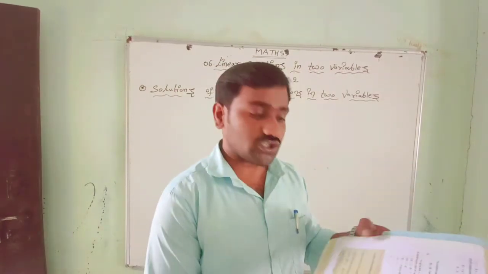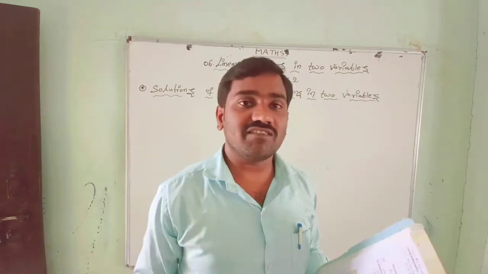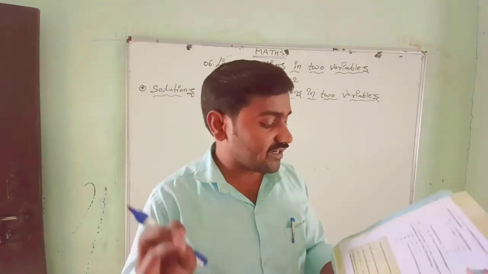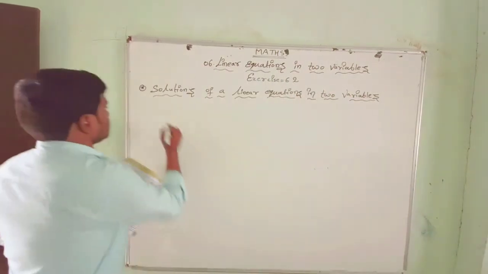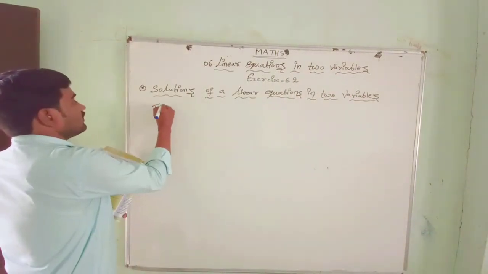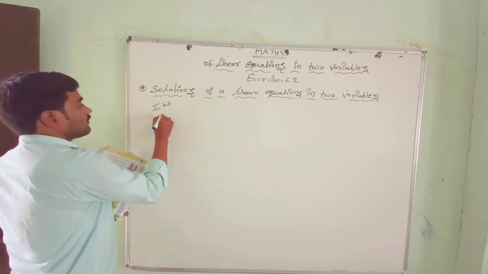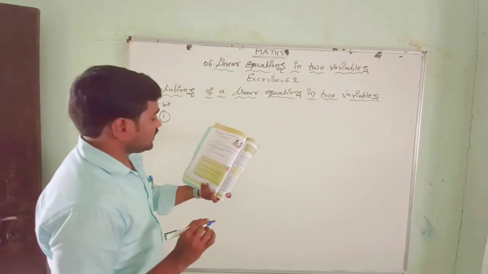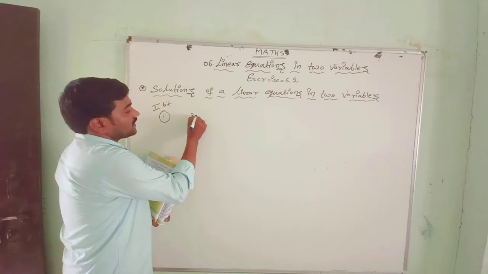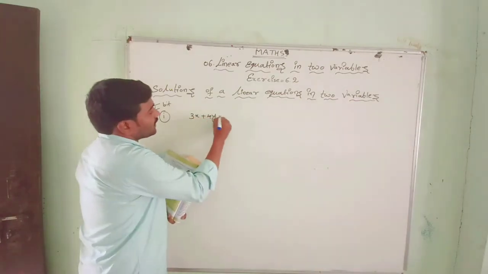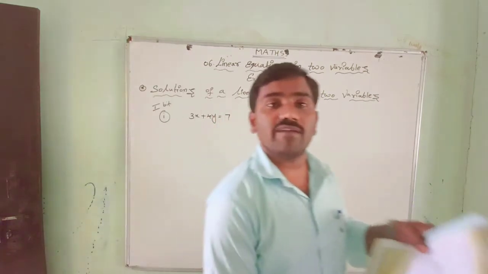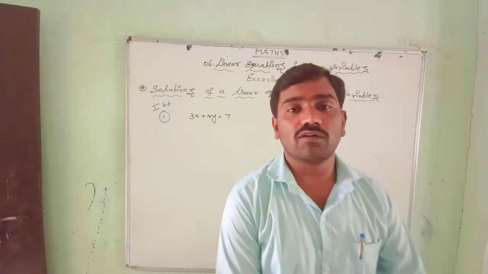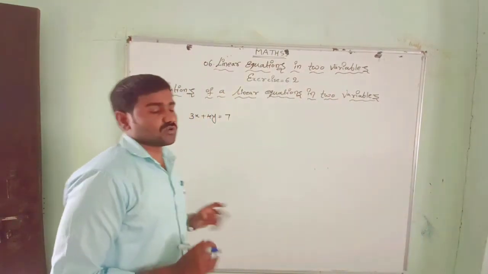Exercise 6.2: find three different solutions. We will get infinite solutions for every linear equation, but you only need to find three different solutions for each of the following questions. First question: 3x plus 4y equal to 7. Given the linear equation 3x plus 4y equal to 7, we have to find three different solutions for this.